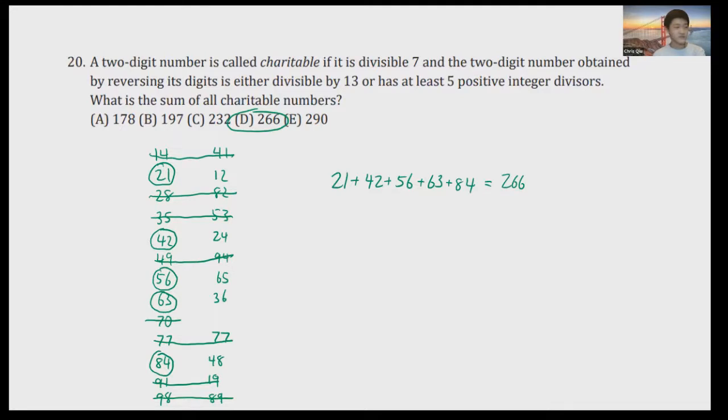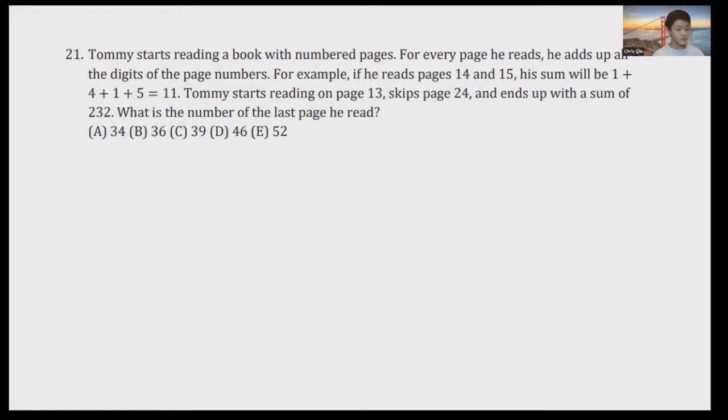All right, so now let's move on to problem number 21. In problem number 21, we have Tommy, who starts reading a book with numbered pages. For every page he reads, he adds up all the digits of the page numbers. For example, if he reads 14 and 15, his sum will be 1 plus 4 plus 1 plus 5, which is 11. Tommy starts reading on page 13. He skips page 24 and he keeps reading until he ends up with a sum of 232. And we want to find the number of the last page he read.